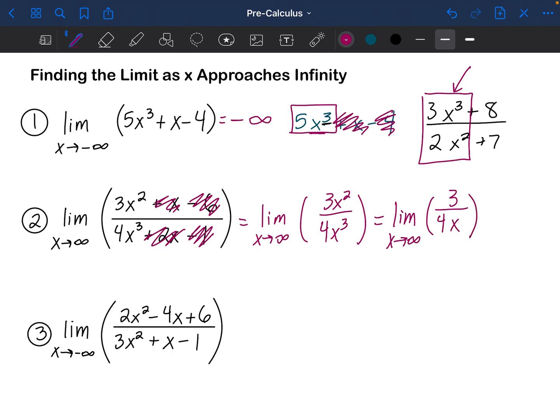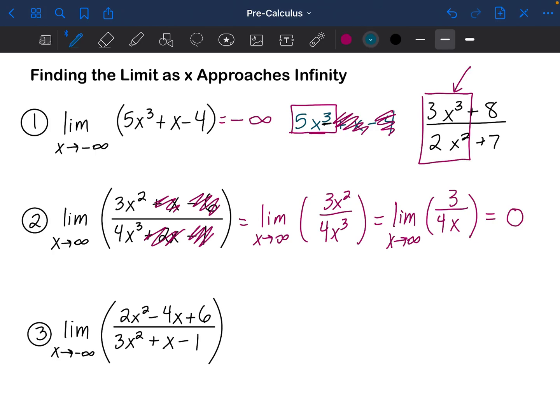So now, what would happen if I plugged in a really, really large number? Well, we'd be dividing by a really, really big number. So this is going to approach 0. Right, it's going to flatten out. We have a horizontal asymptote at y equals 0. That's case number 2, right? Dividing. If we have a variable in the denominator growing faster, then we're going to approach 0.